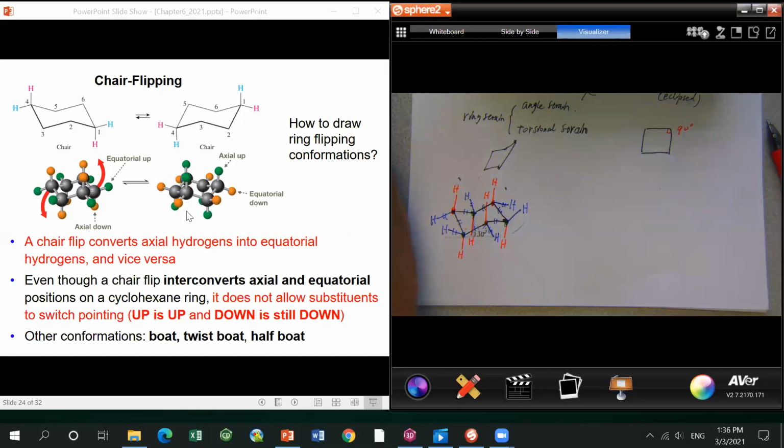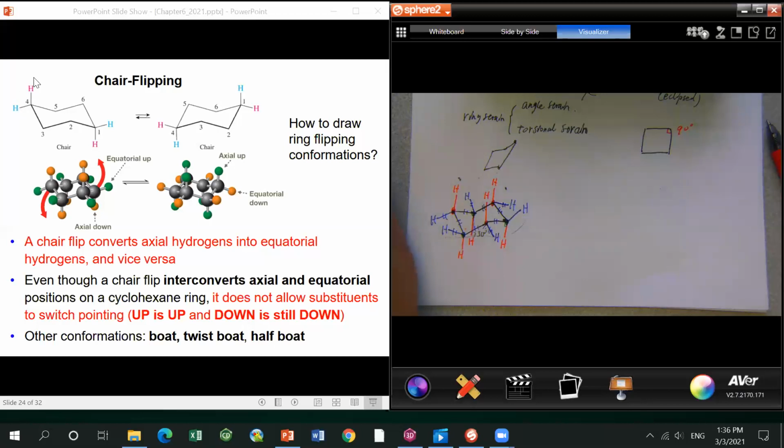Okay, so that means the ring flip converts axial hydrogen to equatorial and equatorial hydrogen to axial. But one thing to keep in mind: equatorial and axial can change, but the pointing won't change. If it's going up, it's still up. If down, still down. Here you see the hydrogen on carbon 1 and carbon 4.